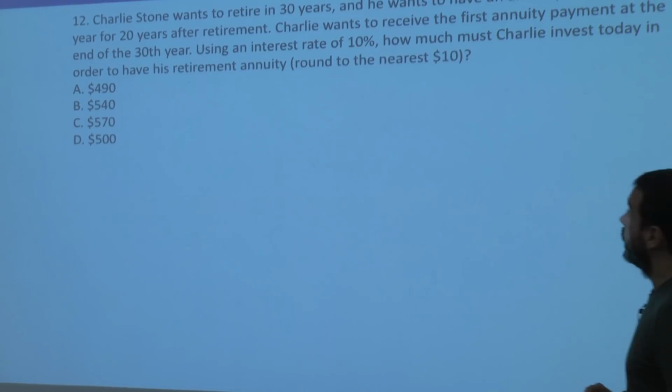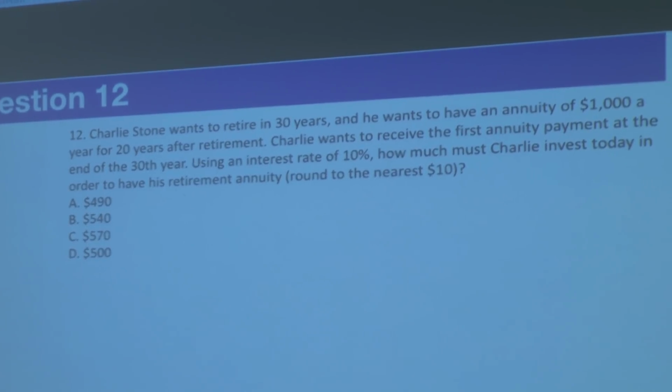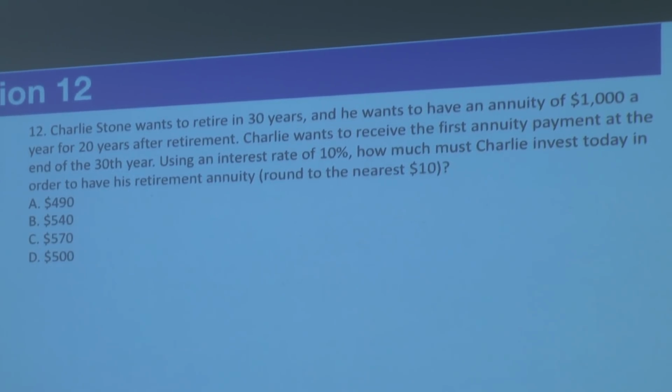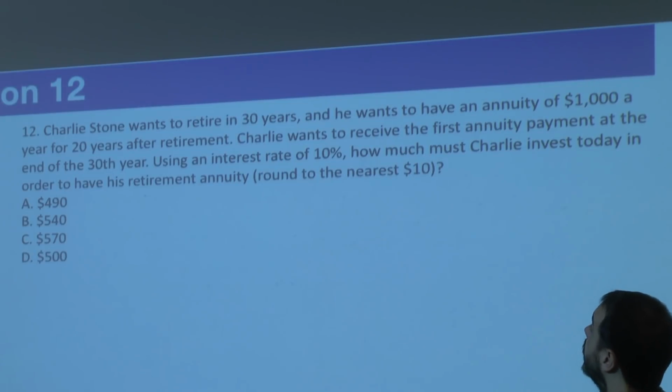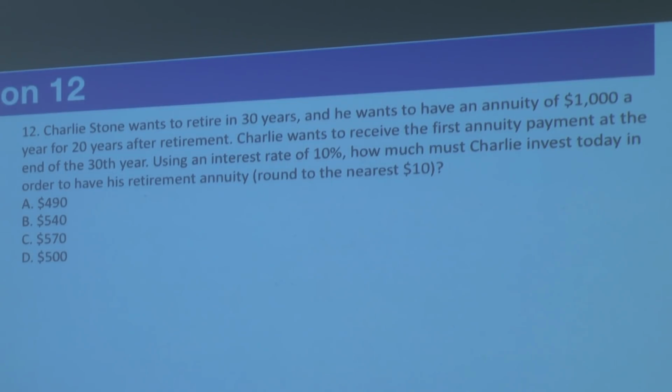Charlie Stone wants to retire in 30 years, and he wants to have an annuity of $1,000 a year for 20 years after retirement. So, okay. Charlie wants to receive the first annuity payment at the end of the 30th year. Using an interest rate of 10%, how much must Charlie invest today in order to have his retirement annuity? Okay. What's the first step?